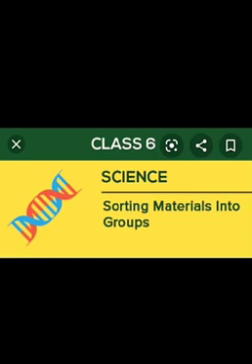Today we are having chapter number 4 of our NCERT book, that is Sorting the Materials into Groups. So let's start.